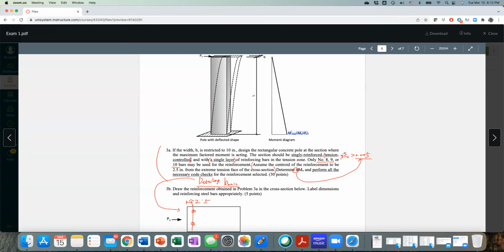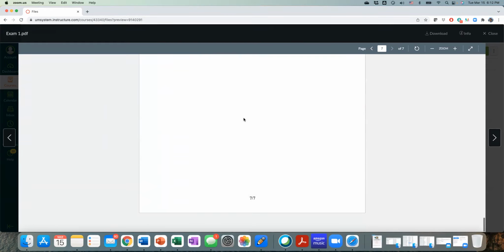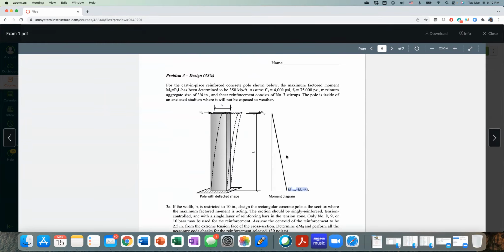After everything's said and done in 3A, all you have to do is draw it out in 3B, okay? All right, so you see that it's pretty clear. I don't think it's a difficult exam. And now, the only thing I haven't covered in this exam is the irregular section.